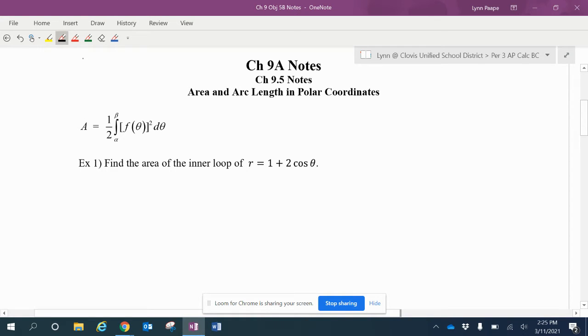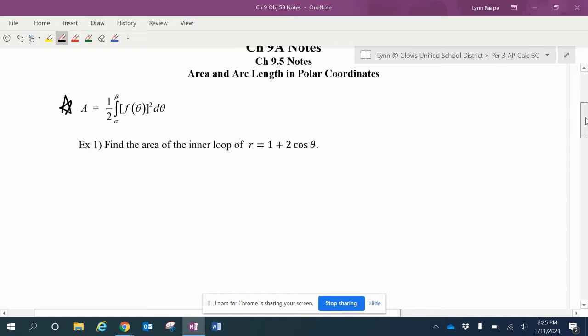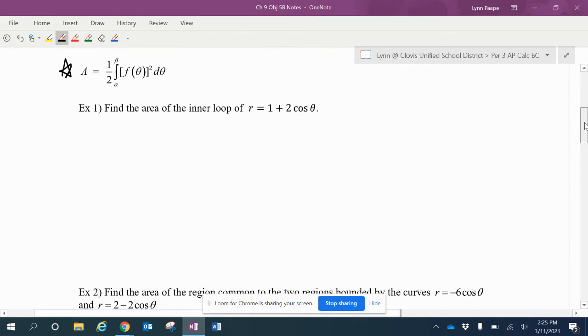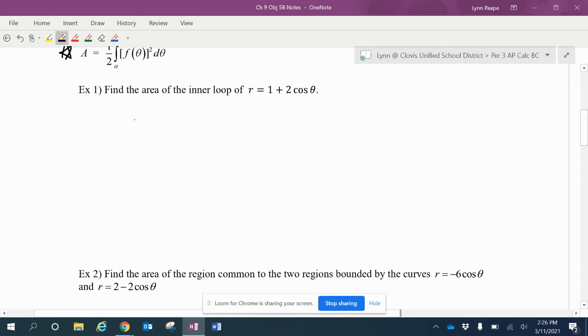Okay, so for the last section of notes for chapter 9A, this is the first part of 3. We are looking at area again. So this is that area formula. When we are finding the area of the inner loop of r equals 1 plus 2 cosine theta, it's very much like what we did with our polar coordinates, our area with our petals.